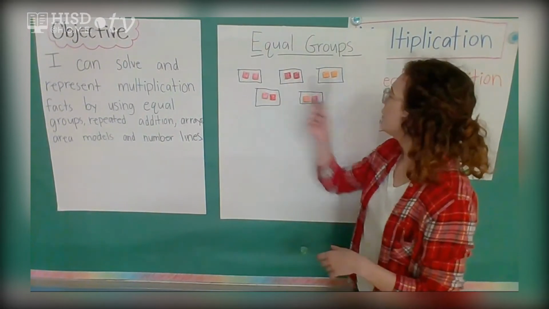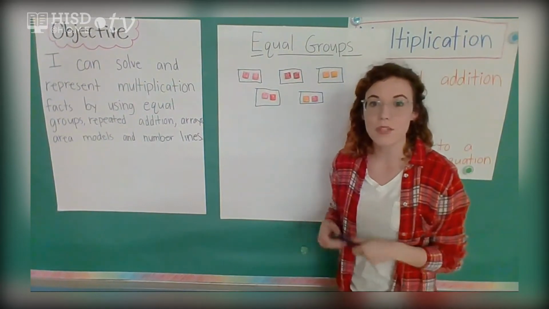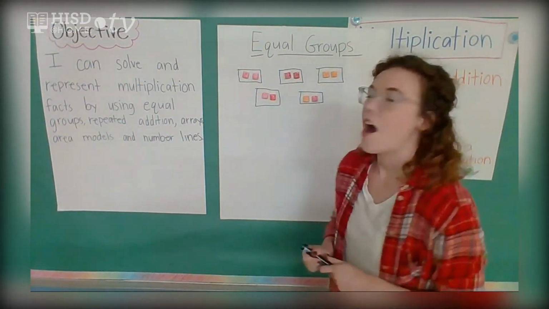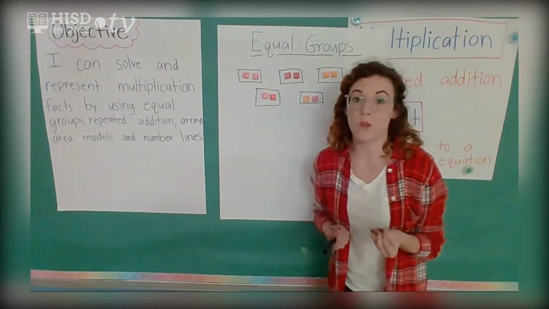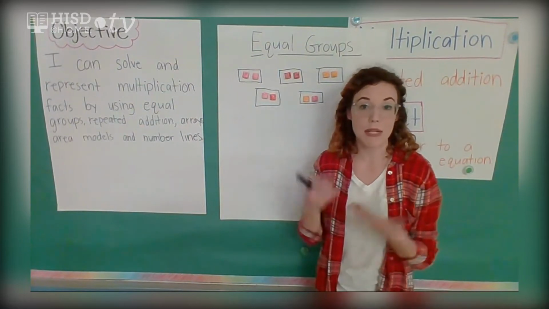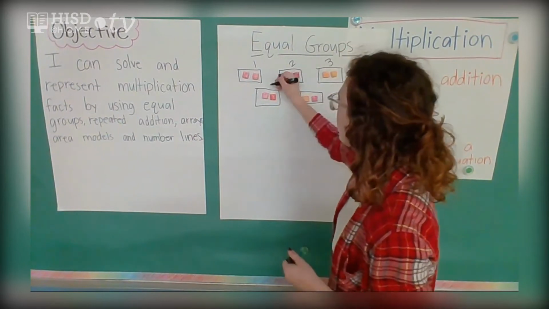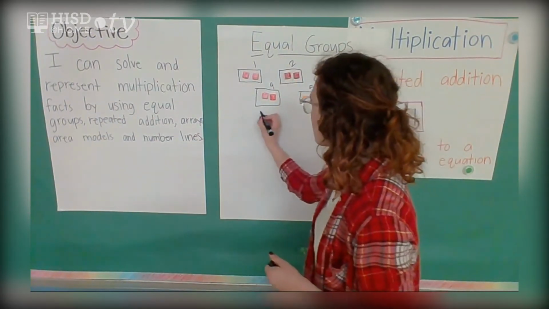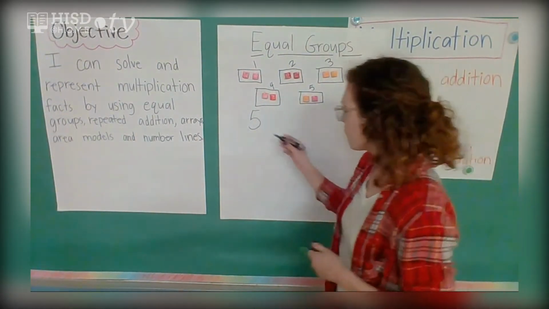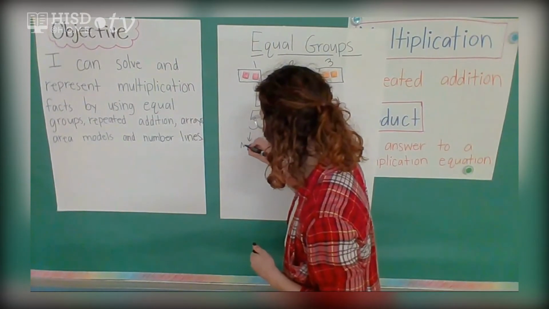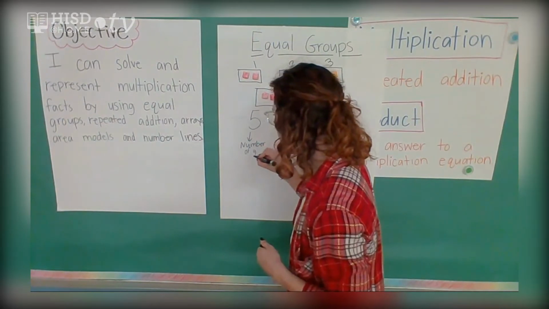All right, so we see we have these different packages. So what we're going to do is we're going to represent this with an equation. The first number in our equation is how many groups do I have? And our groups for Starburst are the packages, right? How many packages of Starburst do I have? So I'll count them. 1, 2, 3, 4, 5. So my first number is going to be 5. The 5 represents the number of groups.